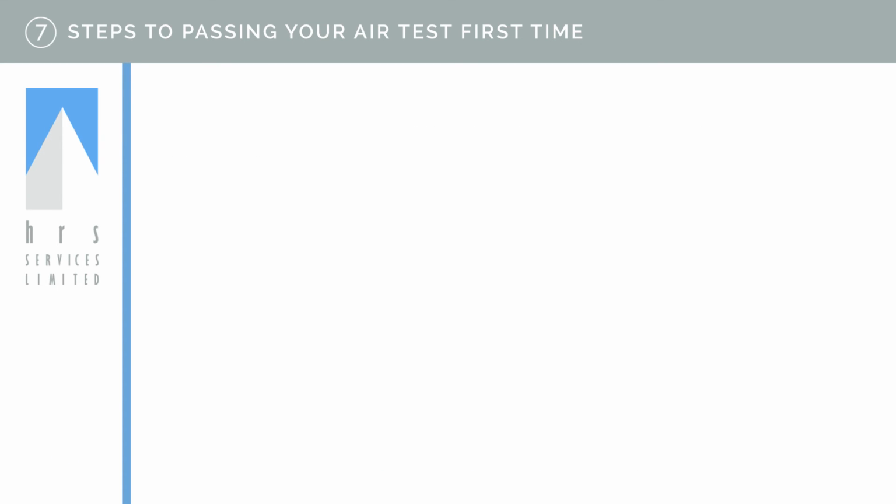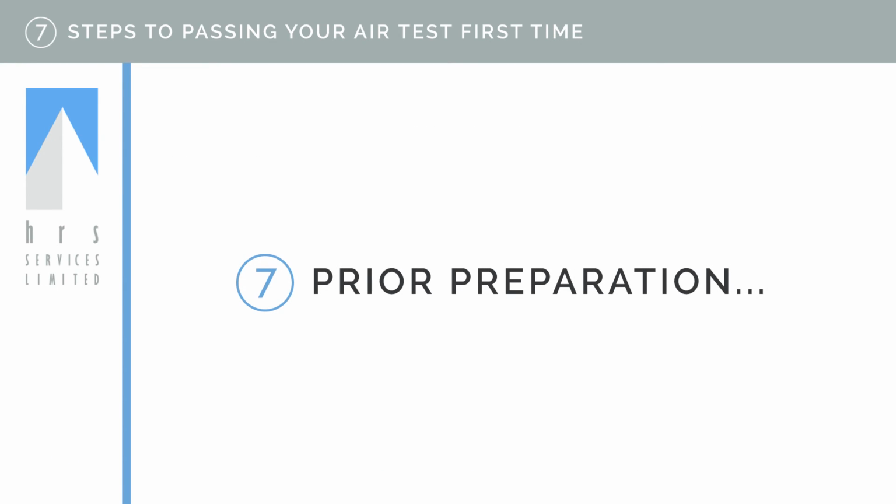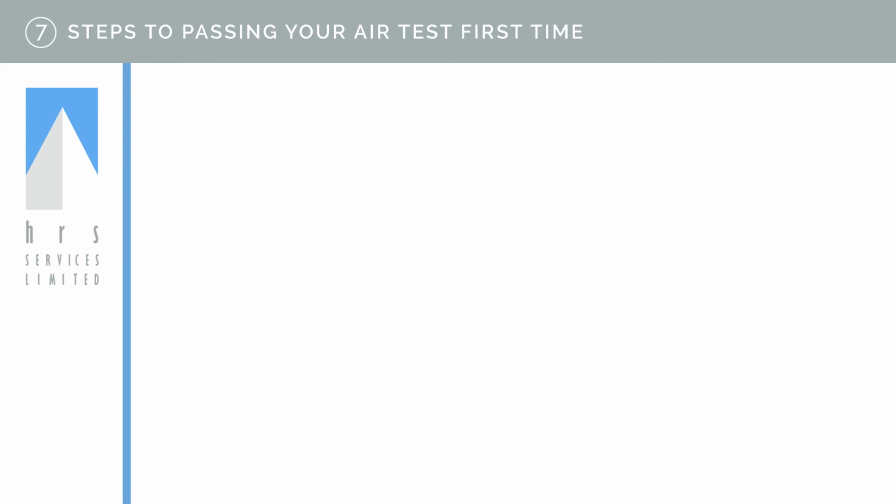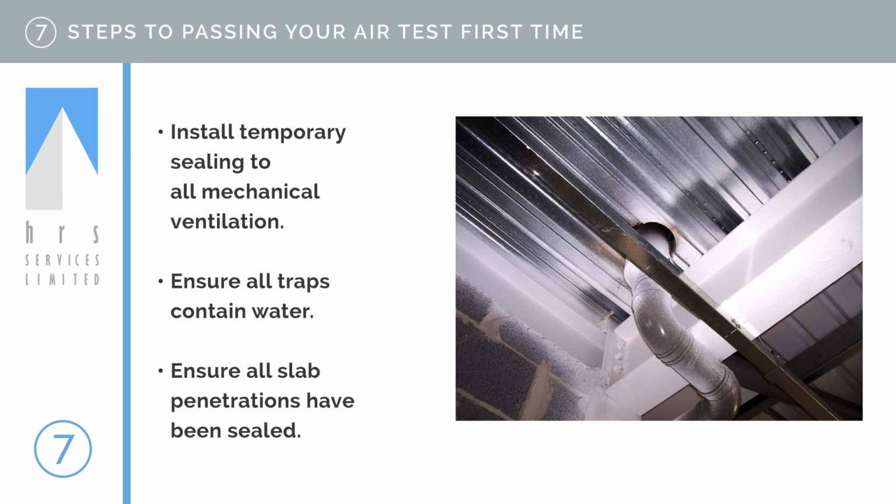Step 7. Prior preparation. Remember, the air test is undertaken to measure the performance of the building envelope. It is as much a measure of how well you temporarily seal the natural ventilation and HVAC systems. This requires a good understanding of the installed systems in your building and coordinating with the M&E contractor as to the most effective method of sealing the system either locally or centrally. So, ensure you do the following.